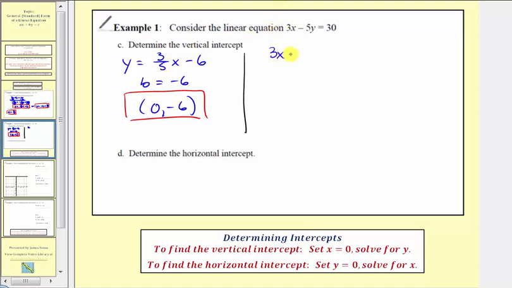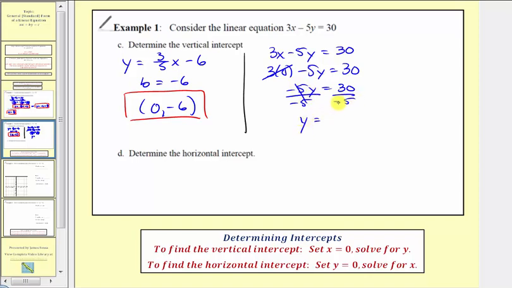So starting with 3x minus 5y equals 30, we would substitute 0 for x, so we'd have 3 times 0 minus 5y equals 30. Well, 3 times 0 is 0, so we have negative 5y equals 30. Dividing both sides by negative 5, notice how we have y equals negative 6. And therefore the vertical intercept, as we already know, would have coordinates 0, negative 6. It is important to not give the vertical intercept as just y equals negative 6, because remember, this is actually an equation of a horizontal line.